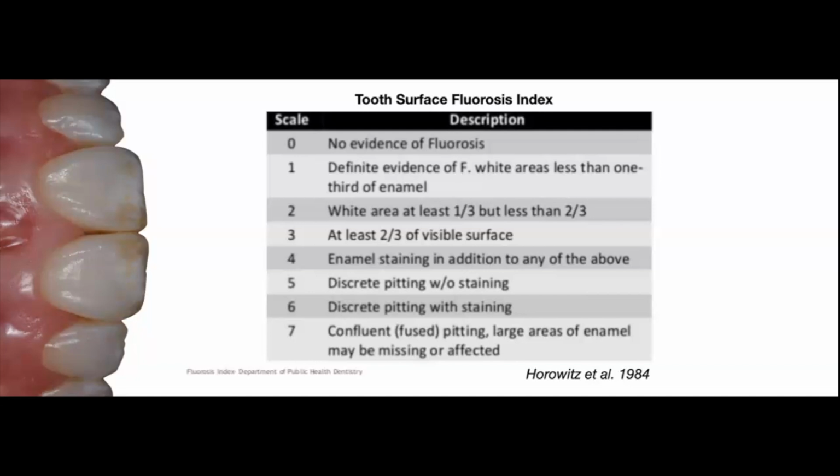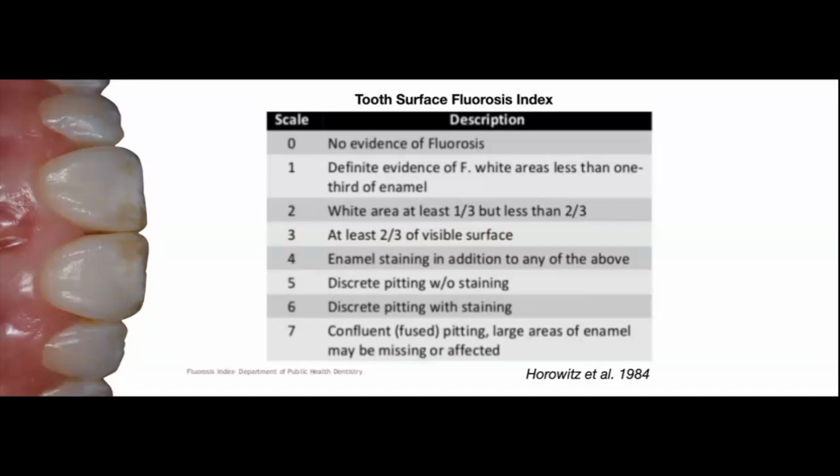I remember having also one case with one of my residents where the patient was probably in the 5 or 6 area with pitting and staining. But for the case that I just showed you right now, again, there was only white spots. And the way that I analyze this Tooth Surface Fluorosis Index is I try to do it very simplified. Are there white spots, or are these white spots combined with some staining? And again, this patient didn't have any staining. There were only white spots.